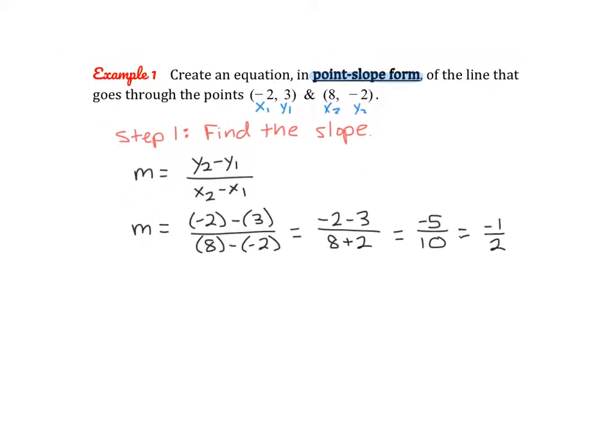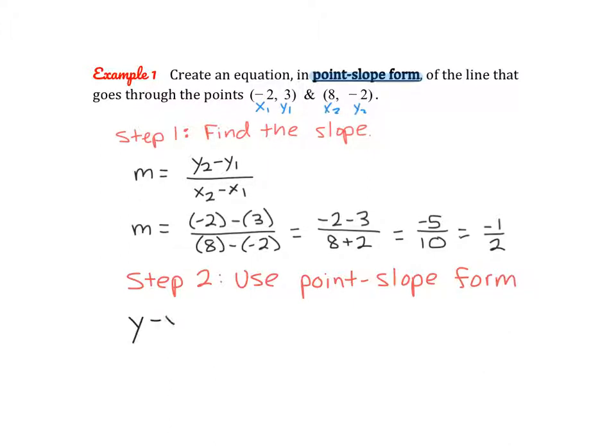So now that I have the slope, I can use my point-slope formula. So step 2 is to use point-slope form to make the equation. So let's all write the equation together. y minus y1 equals m times x minus x1. So you'll see up here we already have x1 and y1, and then this is our m value.